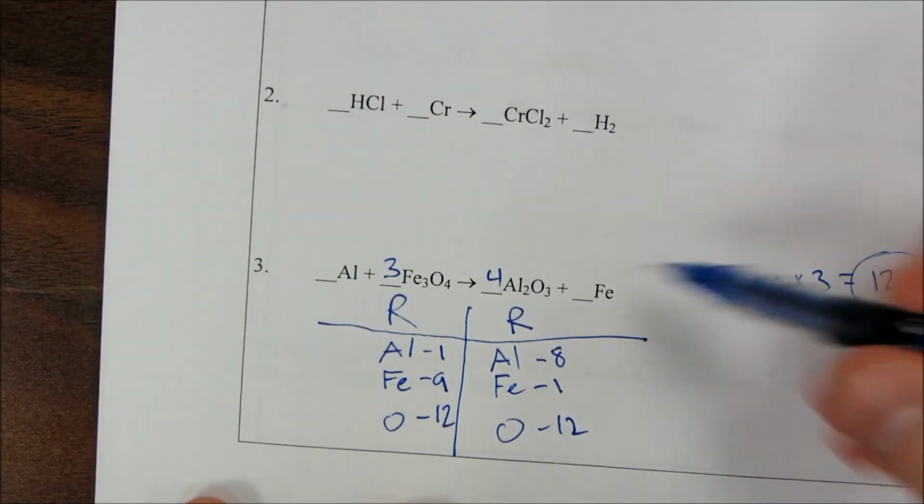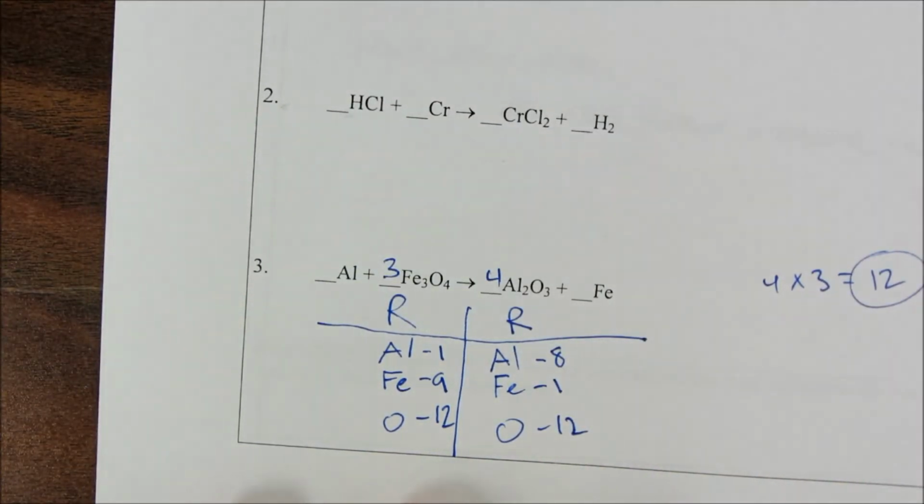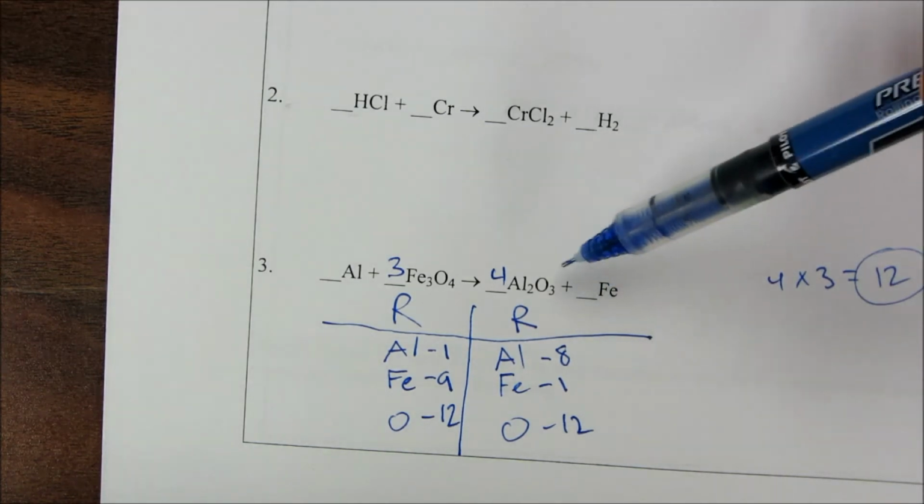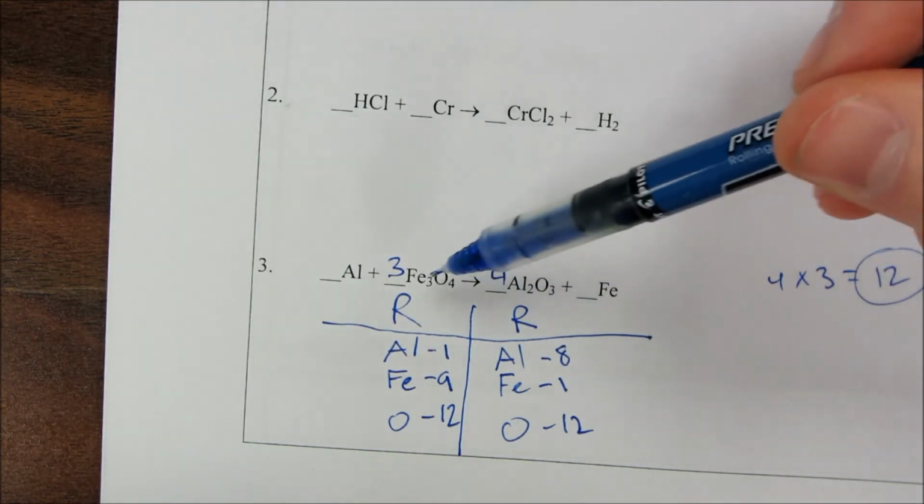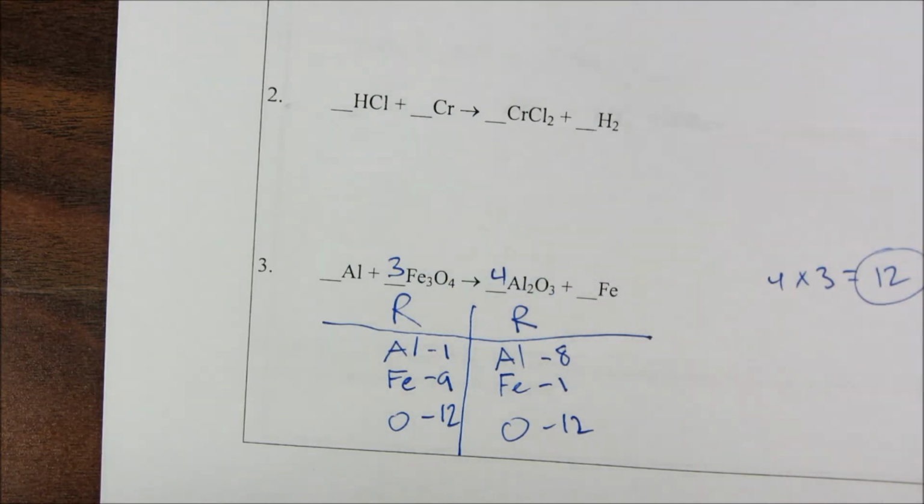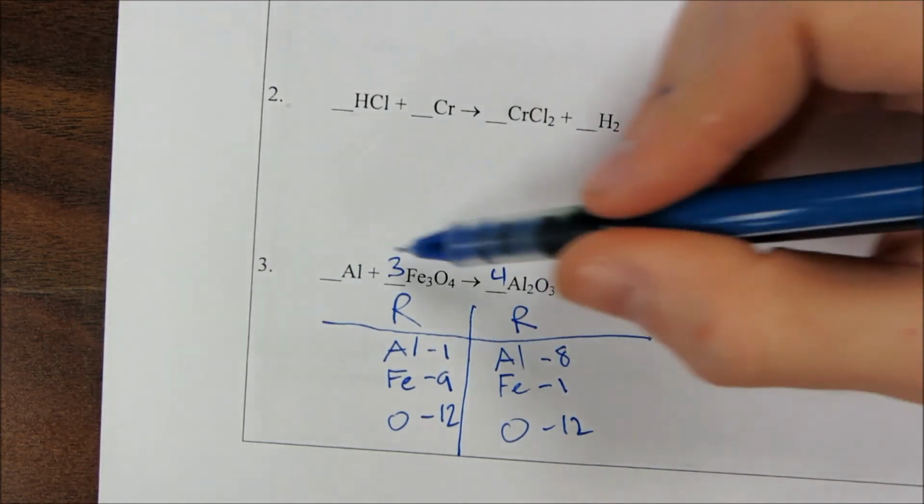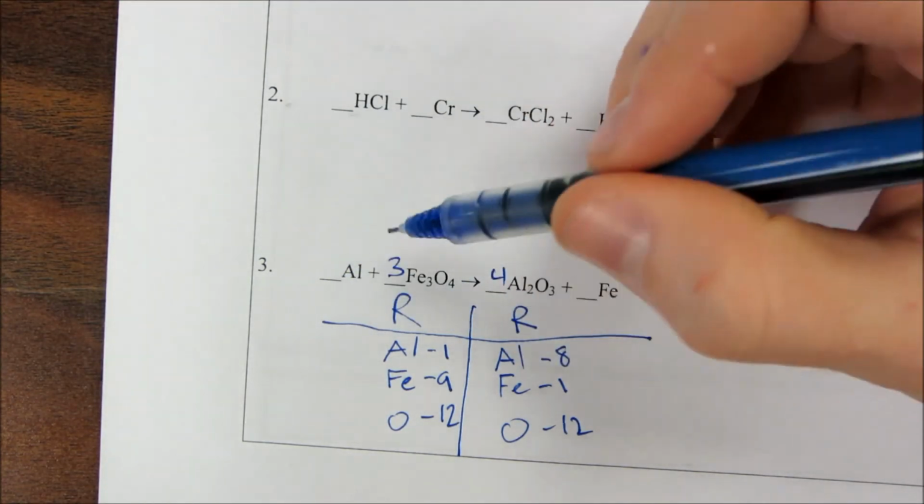And like I said, the reason we didn't worry about the aluminum and the iron first is because they're going to be super easy to balance because they're all by themselves, whereas the oxygens are kind of tied up in this bigger molecule, right? Iron oxide and aluminum oxide, they're both ionic. So now that they're balanced, we can just take a look at our other guys. Well, we have 1 aluminum here, we have 8 aluminums here, so we're going to want a total of 8 aluminums over on this side.